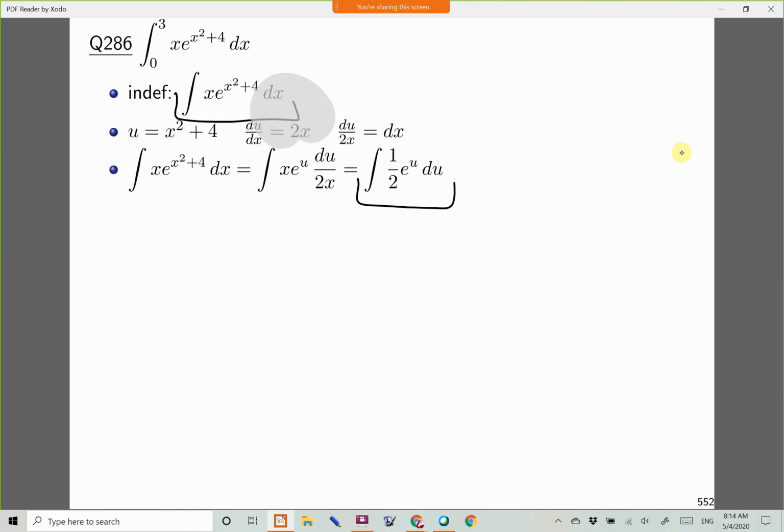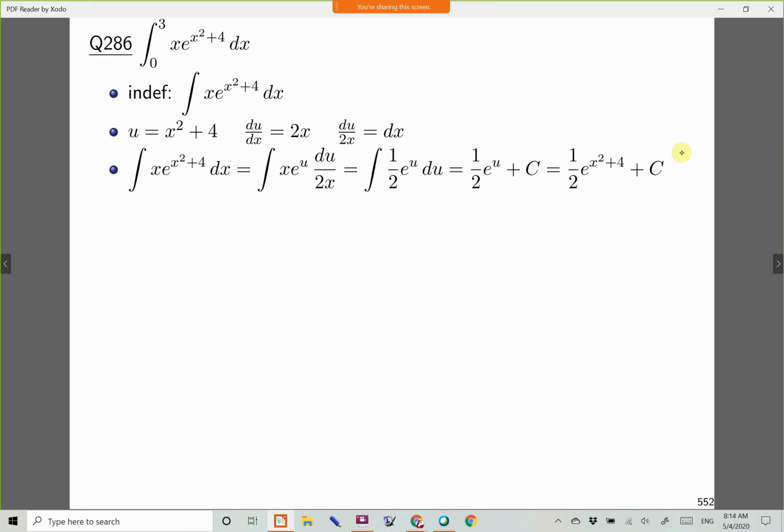So now's the time to think about the antiderivative. Remember that e to the x is its own derivative, therefore e to the x is its own antiderivative. So we'll have here 1/2 e to the u plus c. We've antidifferentiated. It just so happens this function is its own antiderivative. And then we just need to replace the u. So we'll have 1/2 e to the x squared plus 4, then plus c.